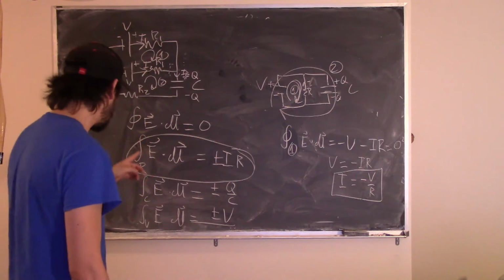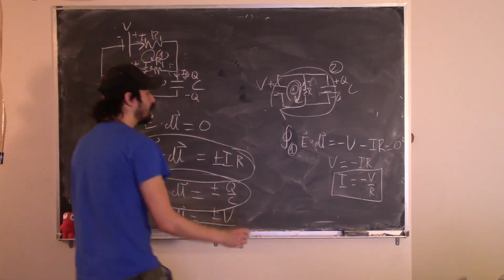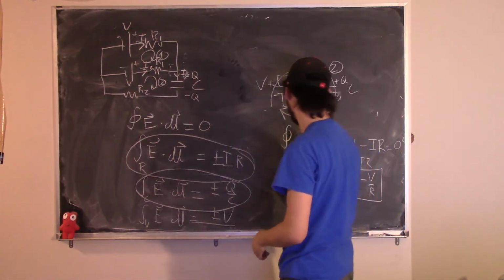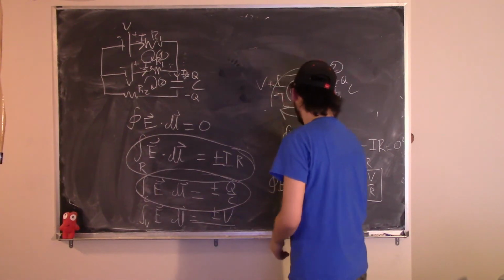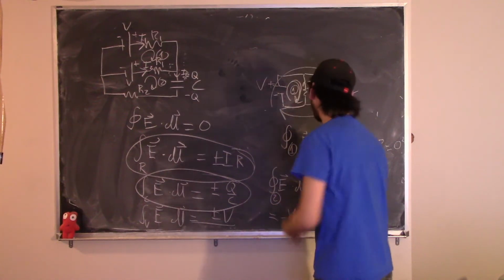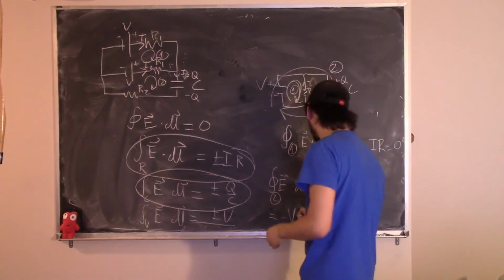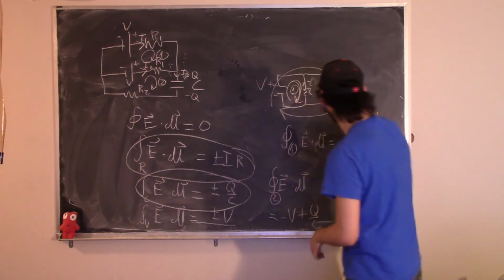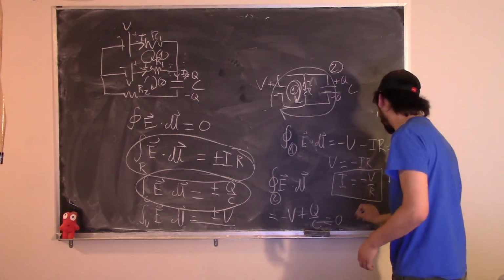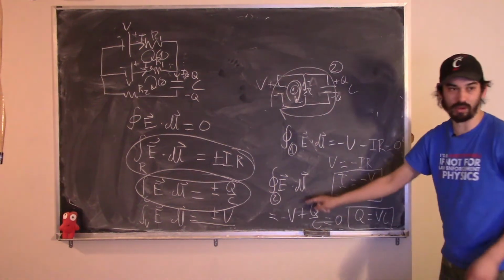Now let's look at the second loop, and that's going to get into this guy. The second loop says, going around, I see a minus V. So the integral of E dot dl for loop 2 is equal to minus V. Now I'm coming over here, I see a plus Q. When I see a plus Q, I write plus Q over C. Then I get back to the bottom of my loop, so this is equal to 0. This says that Q is equal to VC when I solve this equation.